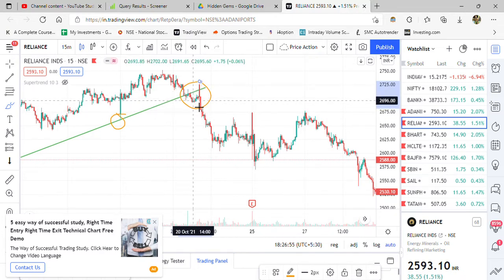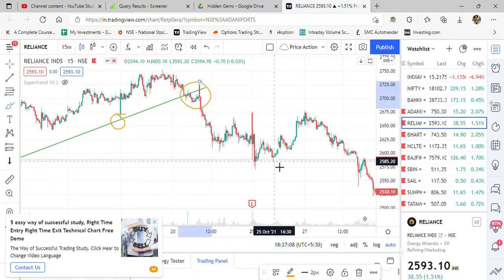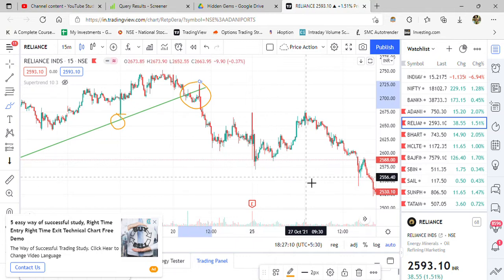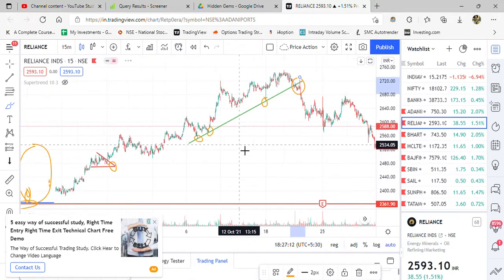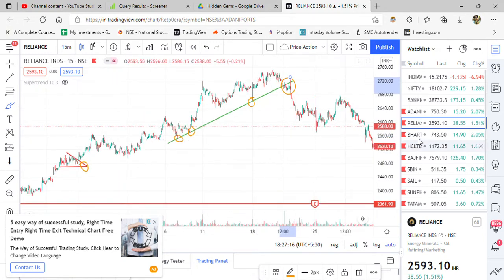So basically it broke down, went for a confirmation, took a support or resistance here, and again fell. As you can see, it was a good amount of fall. So this is again a lower trend line breakdown.